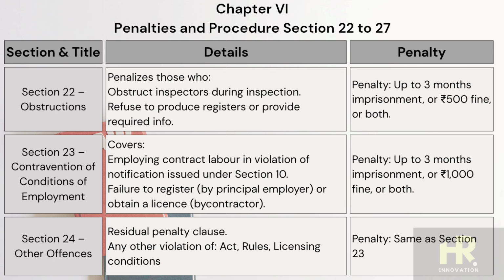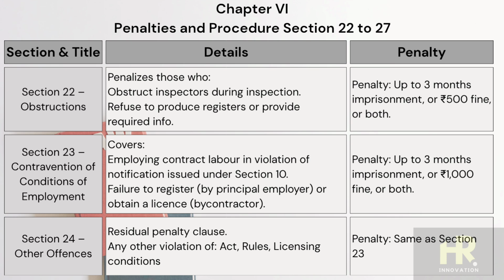Section 23 Violation of employment conditions. This covers two main violations: employing contract labor where it has been prohibited under Section 10, principal employer not registering, or contractor not getting a license. Penalty, up to 3 months jail, or 1000 rupees fine, or both.